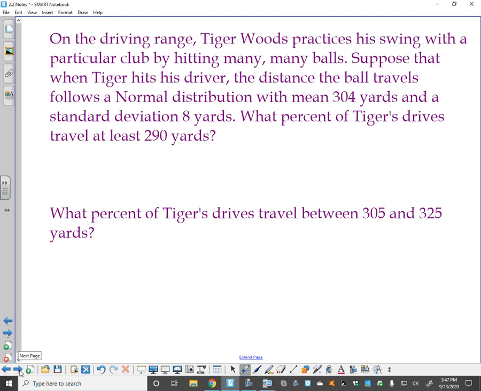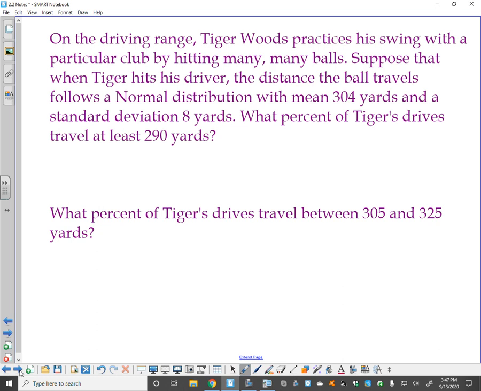Okay, one day on the driving range, Tiger Woods practices his swing with a particular club by hitting many, many balls. Suppose that when Tiger hits his driver, the distance the ball travels follows a normal distribution with a mean of 304 yards and a standard deviation of 8 yards. What percent of Tiger's drives travel at least 290 yards?